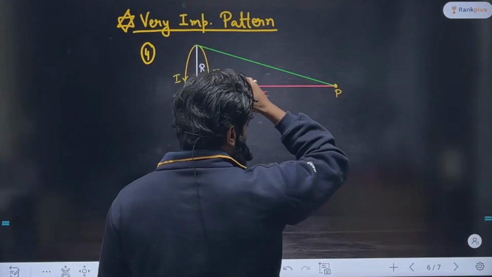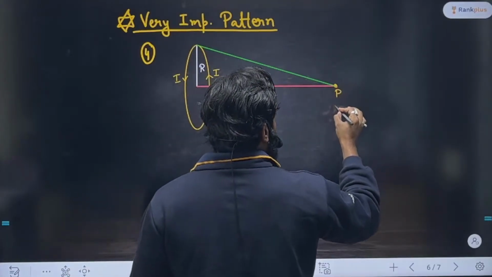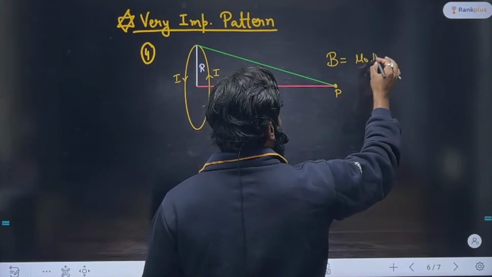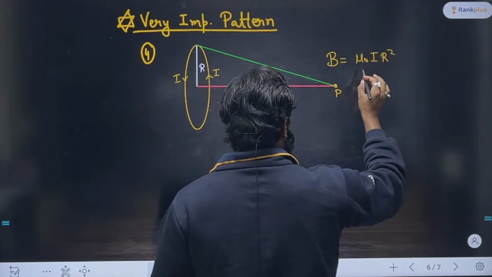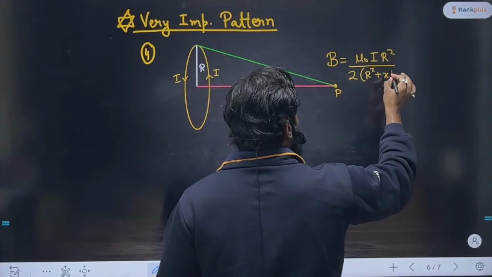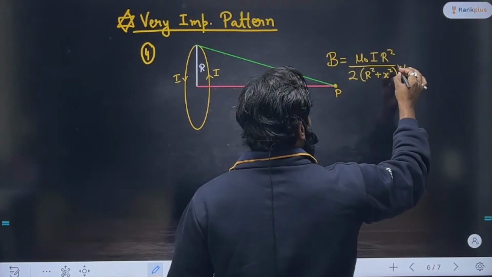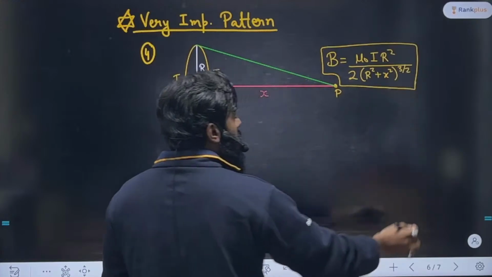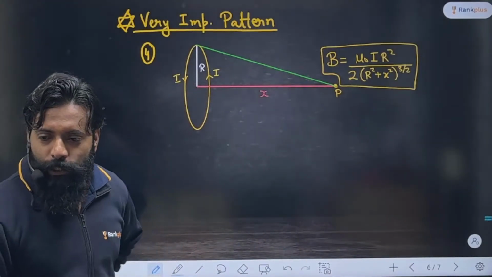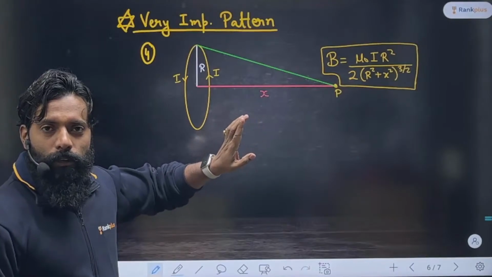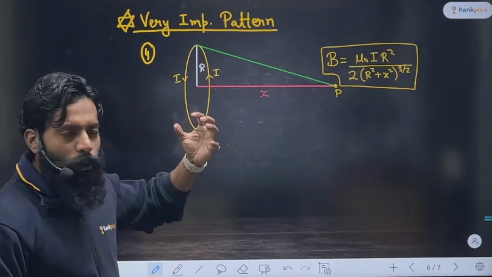At this point, if you need to get the value of the magnetic field, the magnetic field will be equal to mu naught I r square divided by 2 times (r square plus x square) power 3 by 2. Remember this formula. This formula is very, very important. Sometimes students face issues while remembering this formula, but it is very, very important, right? You have to remember this formula.